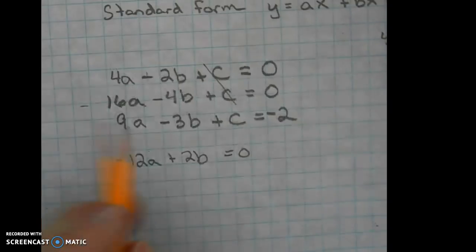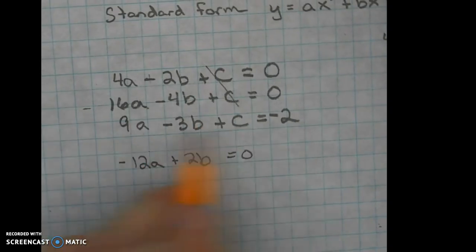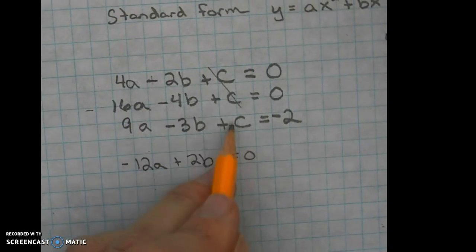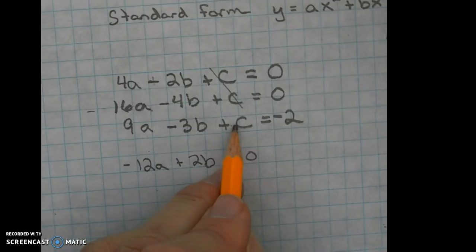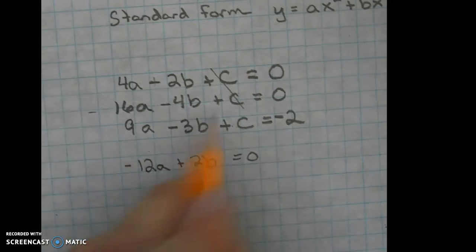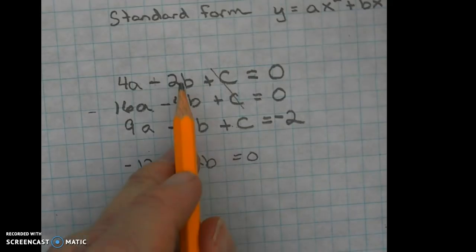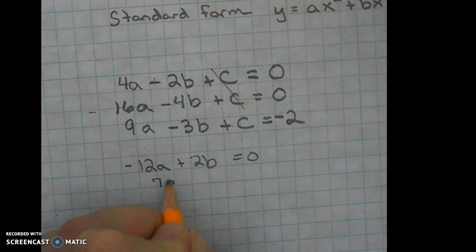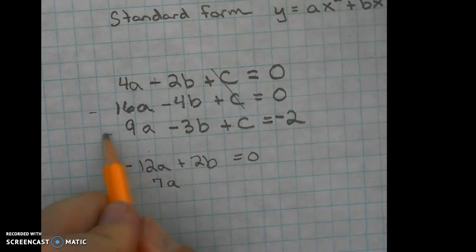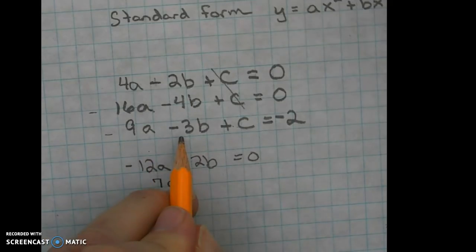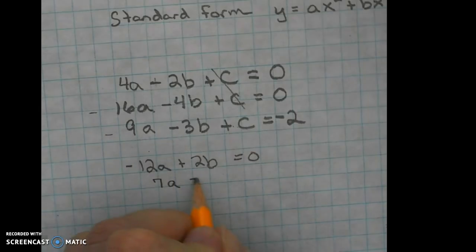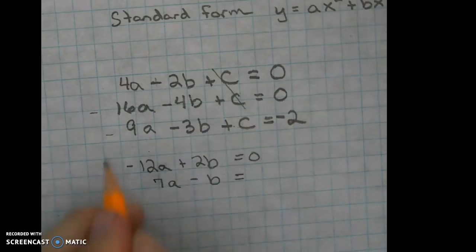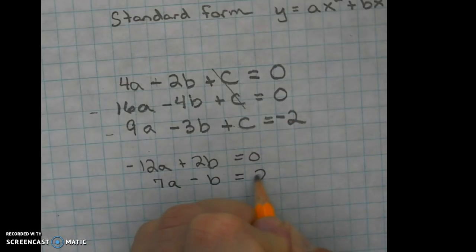Now I'm going to do the same thing with these two. Since these are the same, I'm going to go ahead and eliminate the c here as well. That way I don't have any c's in my two equations. So I am going to subtract these two equations. So 16a minus 9a, 7a. Negative 4b minus negative 3b is going to be negative b. And then the c's cancel. And then 0 minus negative 2 is 2.